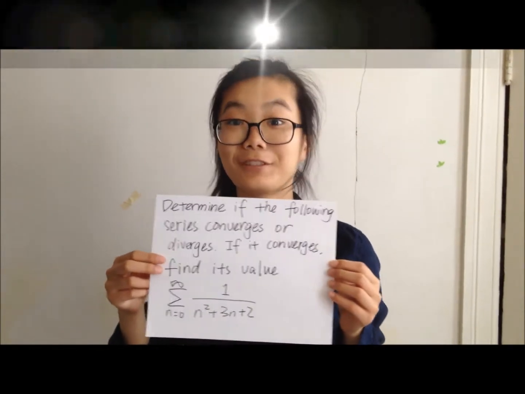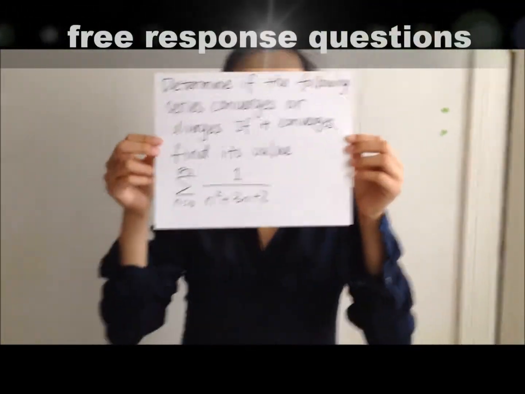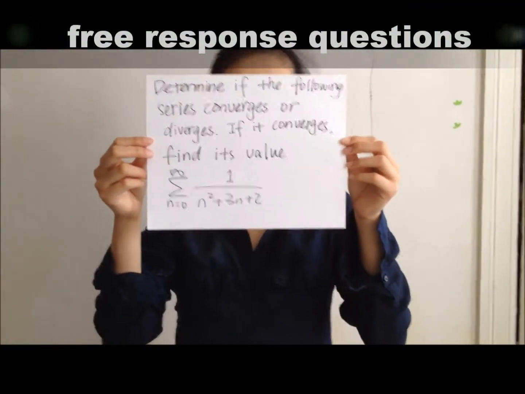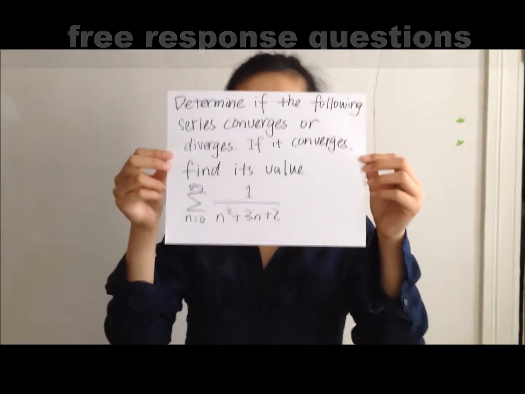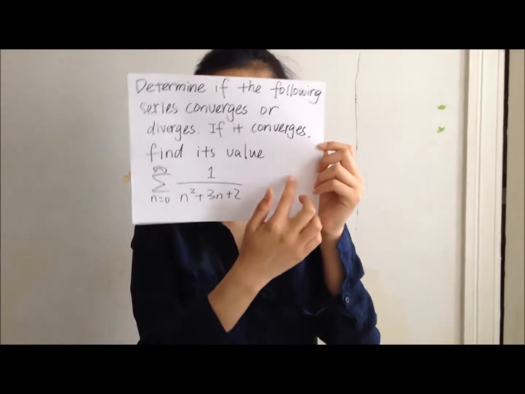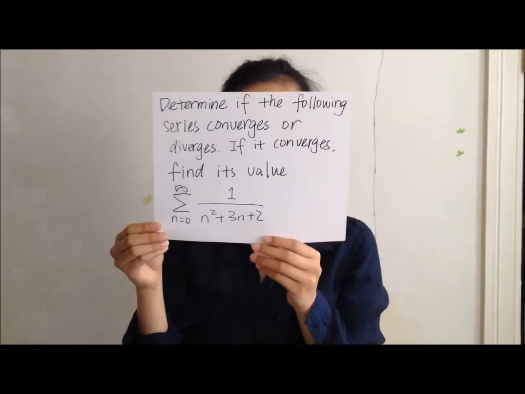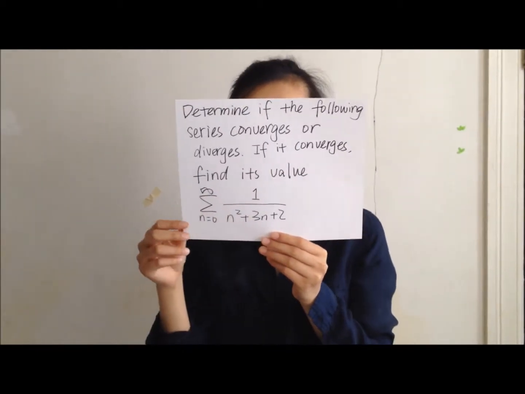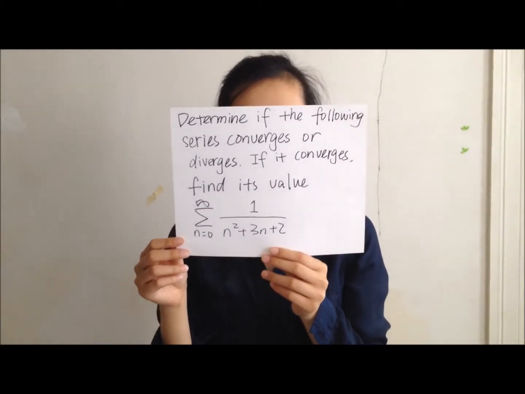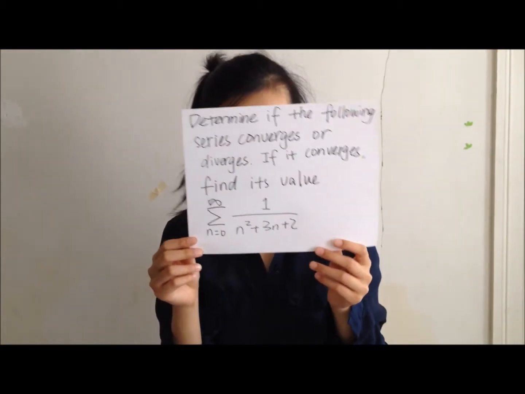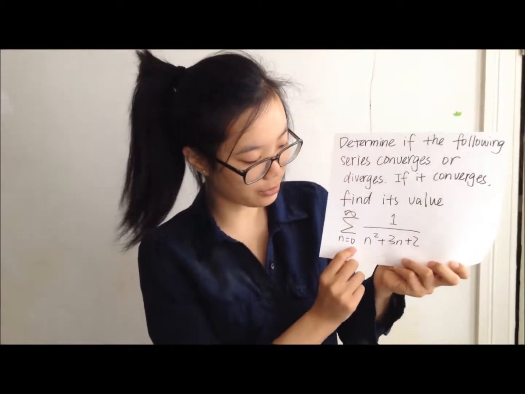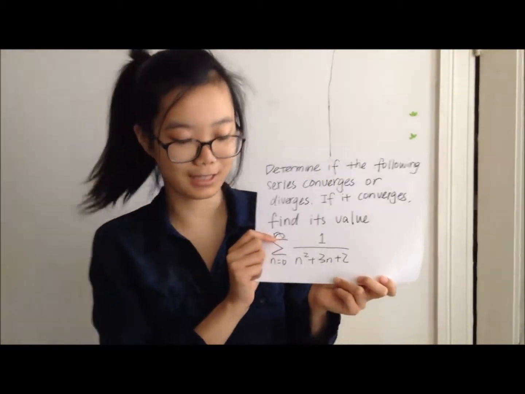Now let's do some free response questions. Determine if the following series converge or diverge. If it converge, find its value. So let's see, we need to find the sum of 1 over n squared plus 3n plus 2 from n equal to 0 to n equal to infinity.